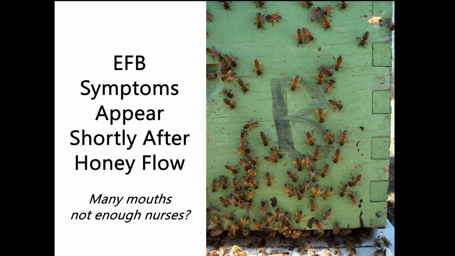The gist of this is that the disease seems to appear shortly after an intense flow of pollen and nectar. So the idea is that the disease starts to erupt and you see the problems when the colony has too many mouths to feed and there's a lot of dead larvae. But a lot of dead larvae is actually a good thing because it means the colony is going to start to recover.